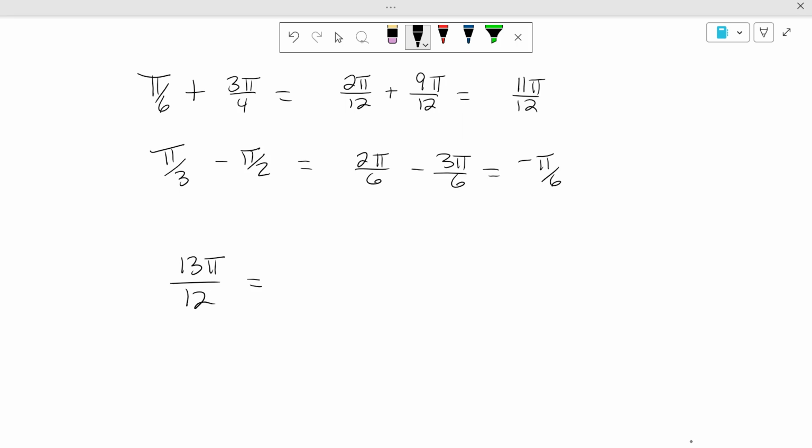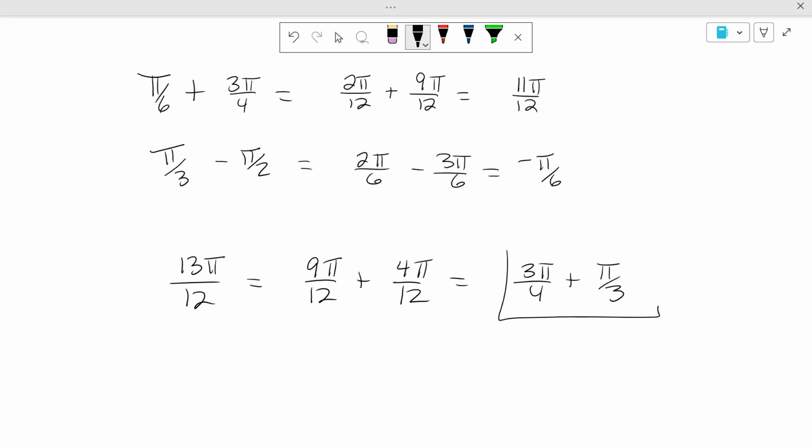I could use 8 and 5, but does 5 reduce? No. I could use 9 and 4. Do both those reduce? Yes. So it would be 9 pi over 12 plus 4 pi over 12, which is 3 pi over 4 plus pi over 3. That makes 13 pi over 12. So this is your reduced form. So we'll be doing some of those of how do we get there, okay?